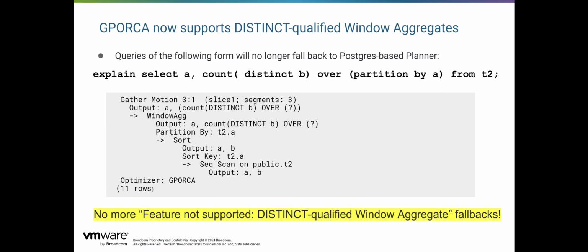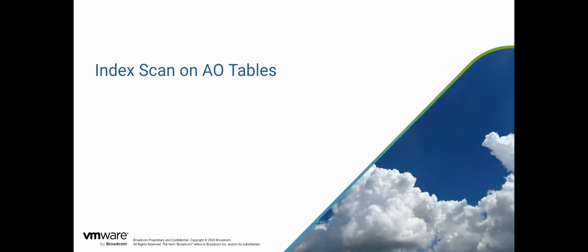So the next small feature that we added in Orca this time is distinct qualified aggregates. Here you see count distinct, not with just a regular aggregate, which was always supported, but with partition window aggregation. So if you see this OVER PARTITION BY, we now support distinct qualified window aggregates in 7.2. Yeah, and I've definitely seen customers who use that.